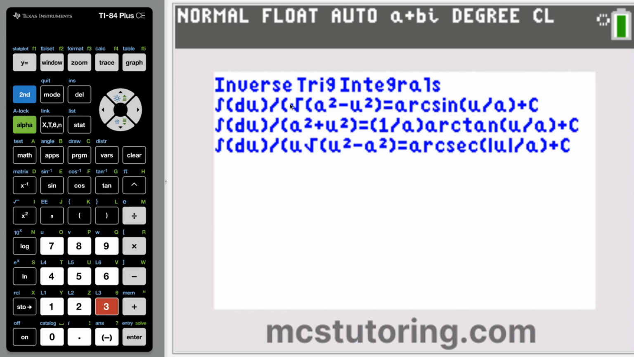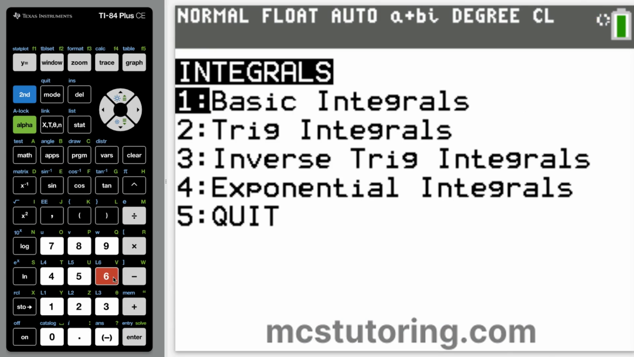So integral of du over rad a squared minus u squared is arc sine of u over a plus c. And again, if you're unfamiliar, arc sine is like saying inverse sine. And then the integral of du over a squared plus u squared, 1 over a arctan or inverse tan of u over a plus c. Same thing with integral of du over u rad u squared minus a squared. I should have closed another parenthesis here, but that's going to be inverse secant or arcsecant absolute value of u over a plus c. And then more integrals, right?